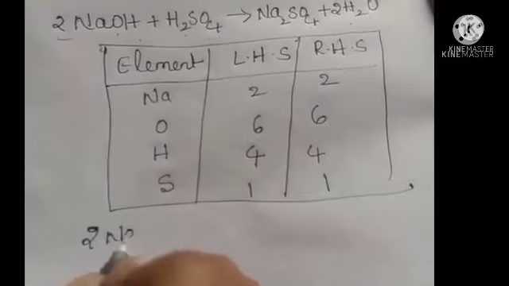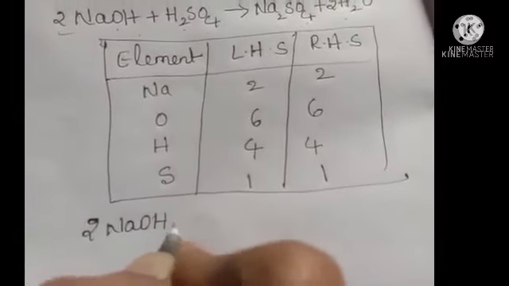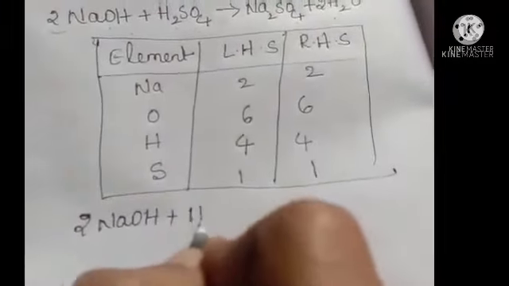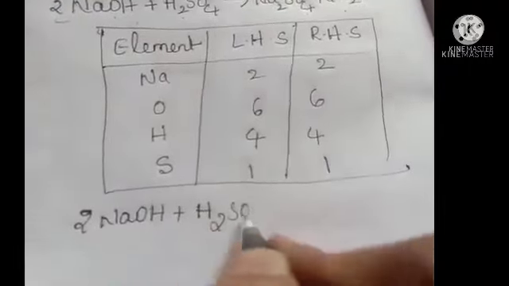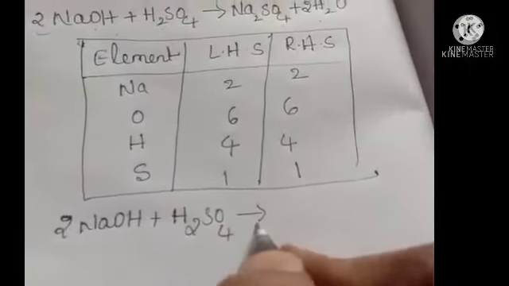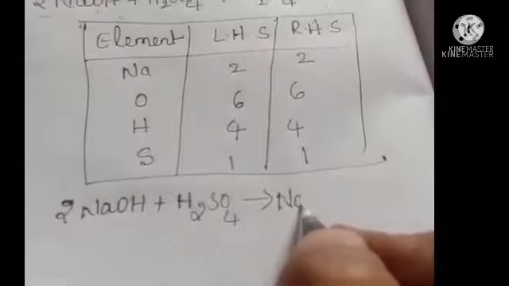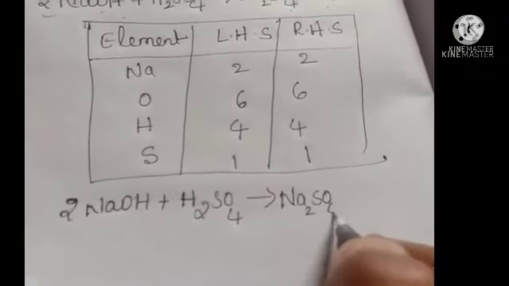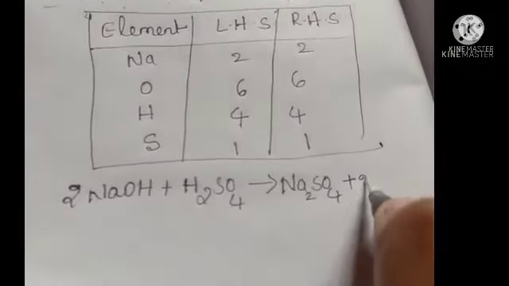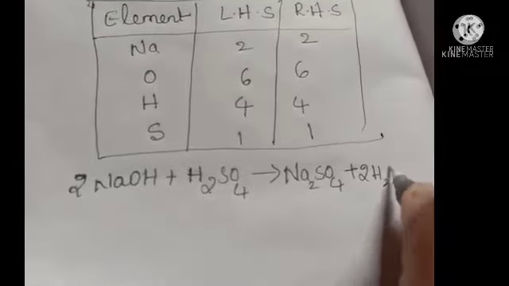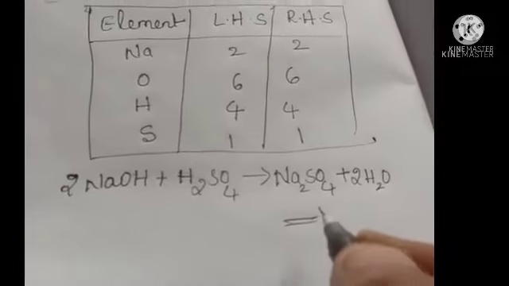This is the balanced equation: 2 NaOH plus H2SO4 gives rise to Na2SO4 plus 2H2O.